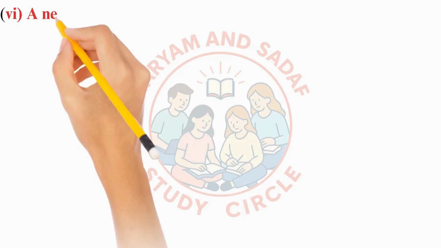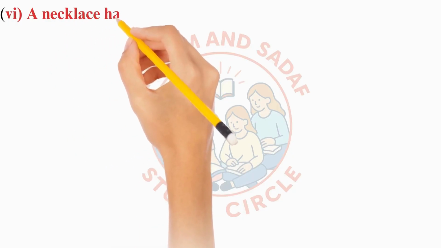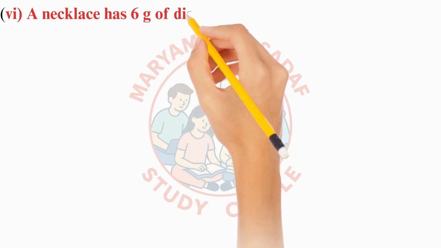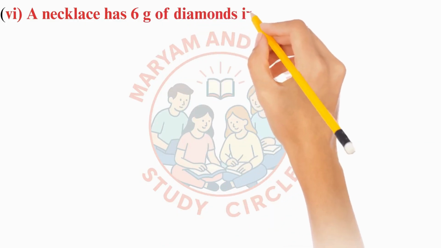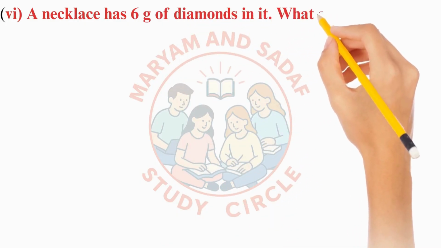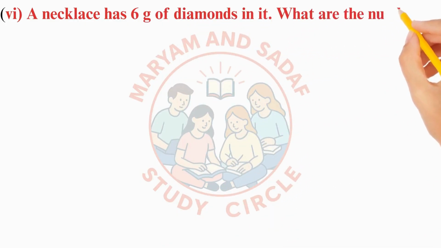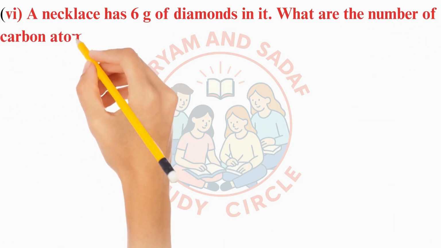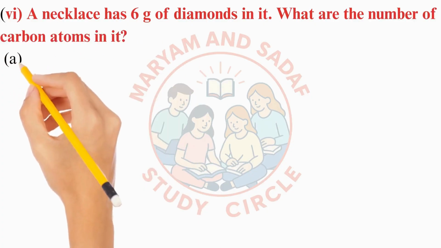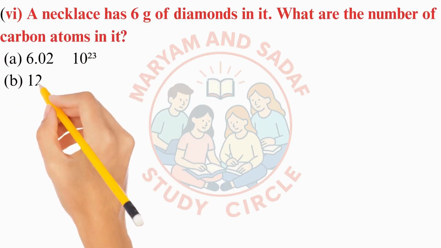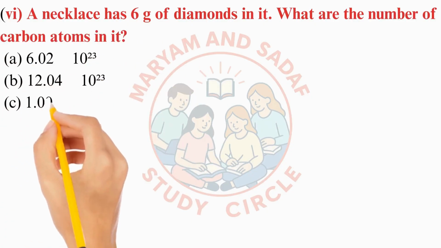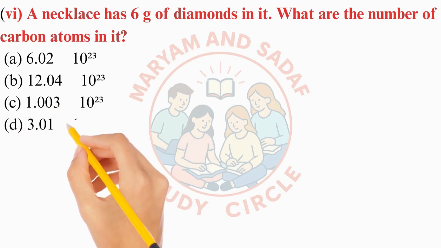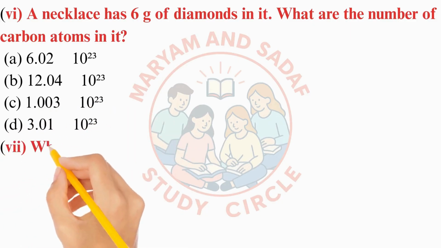A necklace has 6 grams of diamonds in it. What is the number of carbon atoms in it? A. 6.02 times 10 to the power of 23. B. 12.04 times 10 to the power of 23. C. 1.003 times 10 to the power of 23. D. 3.01 times 10 to the power of 23.